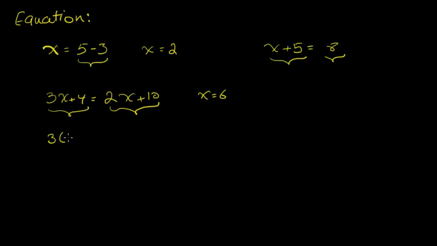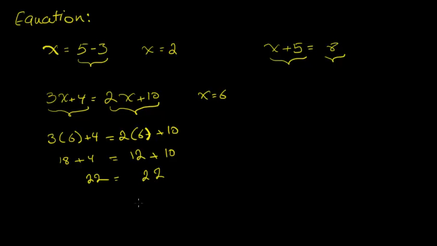3 times 6 plus 4 equals 2 times 6 plus 10. We do the operation. 3 times 6 is 18, plus 4, equals 2 times 6 is 12, plus 10. 22 equals 22. Yes, this statement is true. This is an equation.